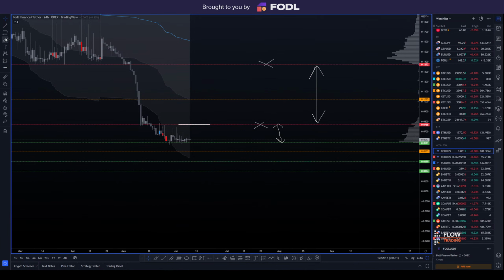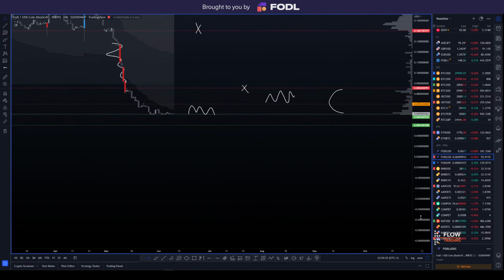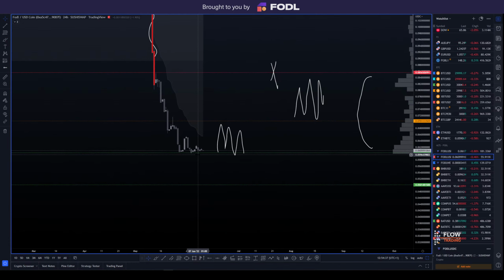But you can see here this is a previous level of support, this level here, previous level of support, and therefore it should be resistance when we get back up to it. Okay, so that's FODL versus Tether. So FODL USDT on OkEx. Let's move on to FODL USDC on SushiSwap. And very much the same scenario, we are at support until proven otherwise, right?